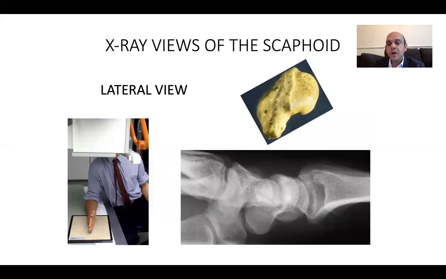Lateral view, only thing to appreciate here is this relationship between the proximal pole of scaphoid and the proximal pole of lunate. So in injuries like scapholunate, where there's a DISI, the scaphoid proximal pole will come out of the lunate. It will not be sitting in the lunate, if you like. So that's one thing you need to appreciate here.